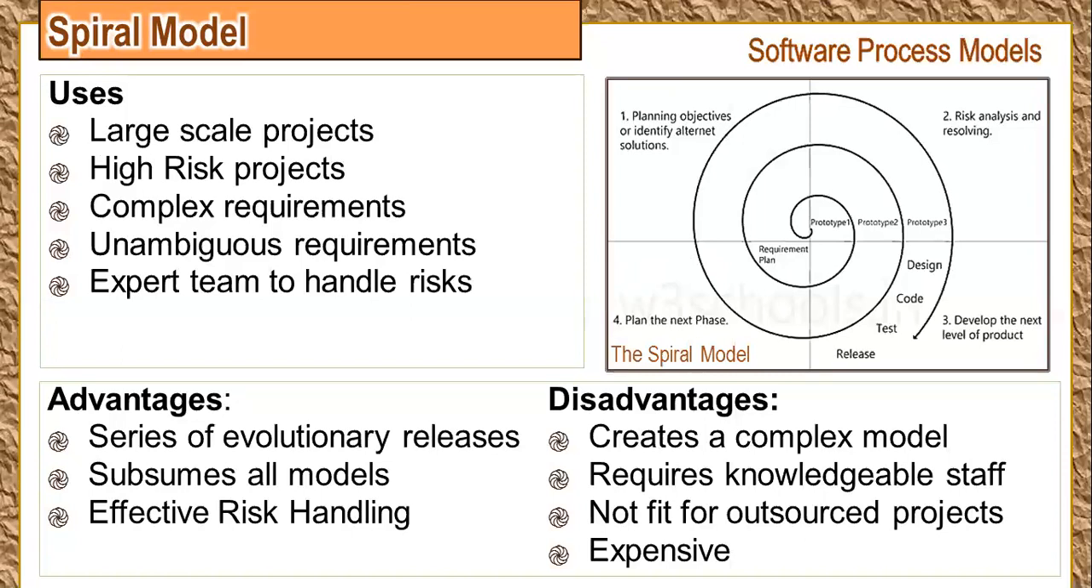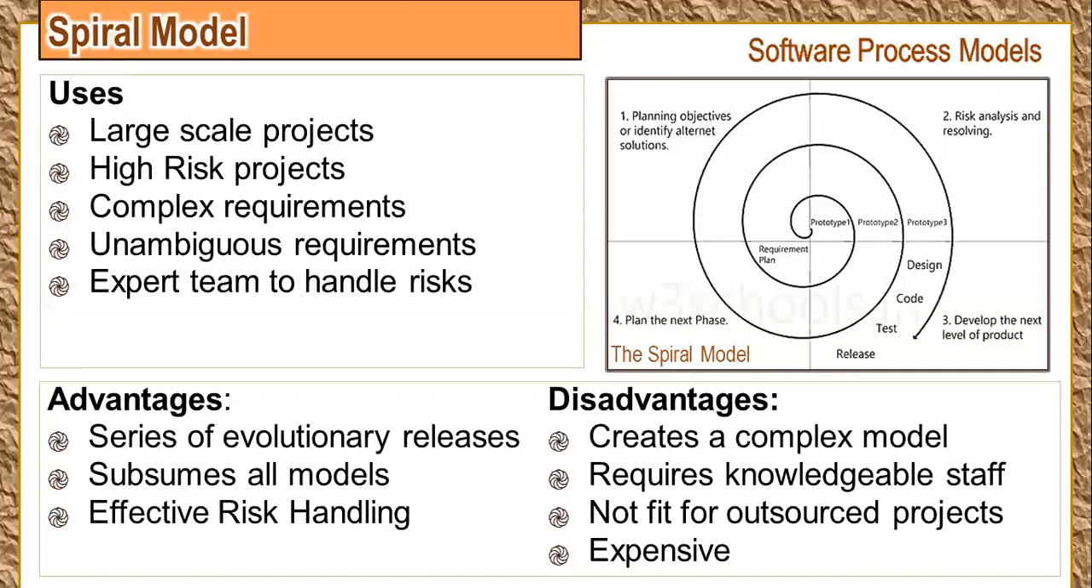Next is high risk projects. As we already know, in a project in which there are high chances of risk, it is better to throw away a prototype, build a new one, and take the cost of building prototypes rather than increasing the overall cost of your software. Whenever your requirements are complex, you need more planning, you need more risk analysis, and in order to minimize risk, you require more prototypes. So when you have complex requirements for your projects, you move on to the spiral model.